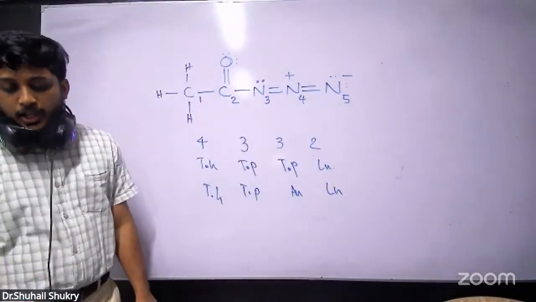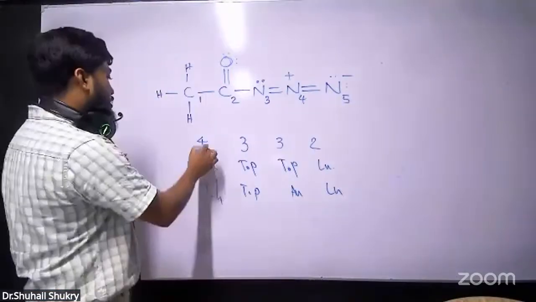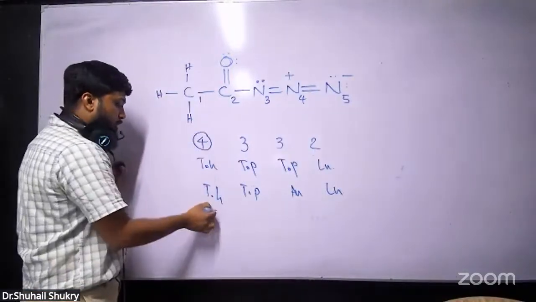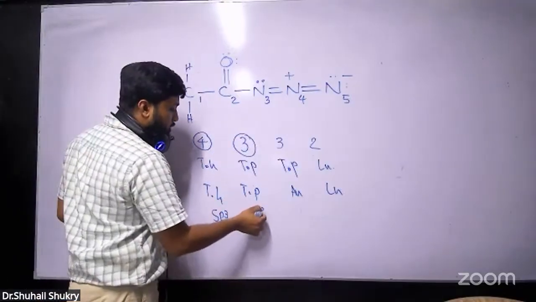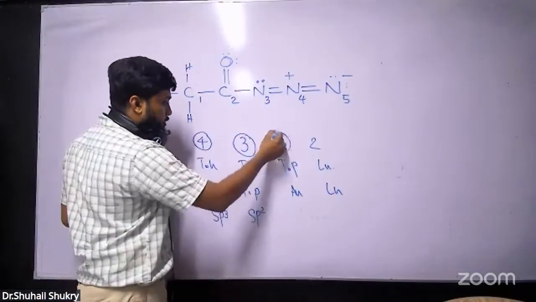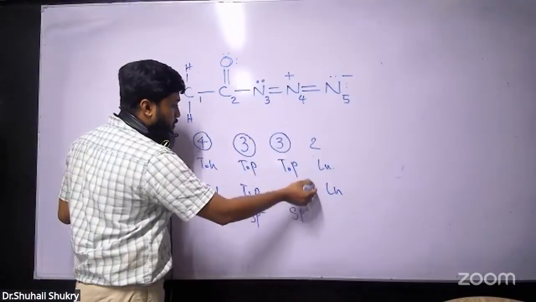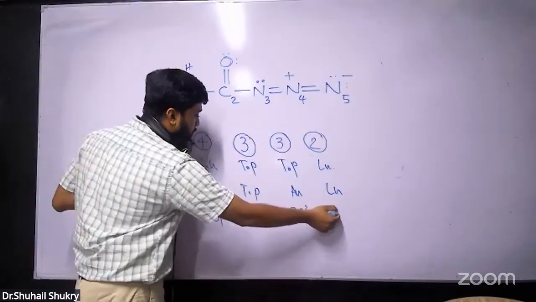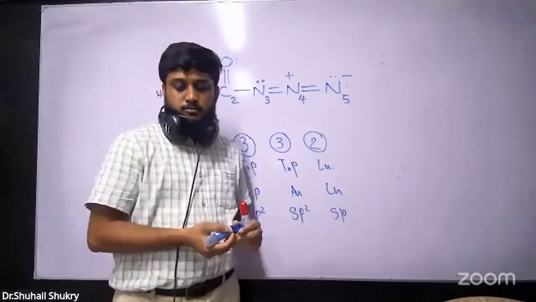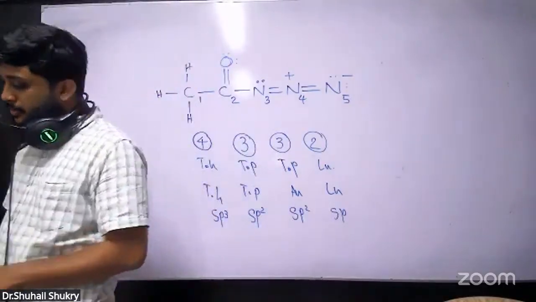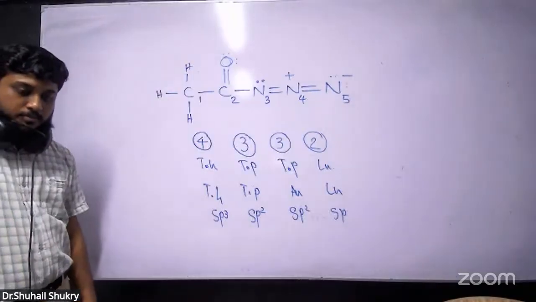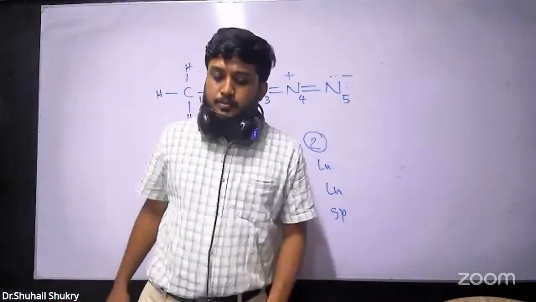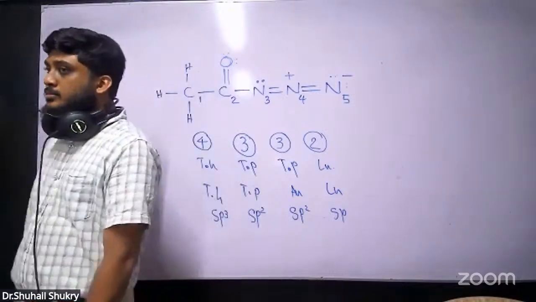Shape around the atom, also hybridization. Hybridization, you have to check from the VSEPR units. 4 means sp3. 3 means sp2, 1s and 2p's. This one also sp2. 2 means 1s and 1p, sp. This is how you have to fill that. Clear?